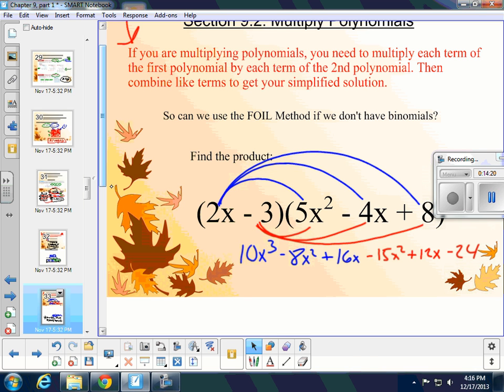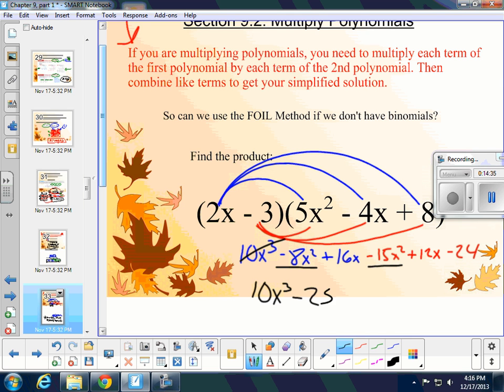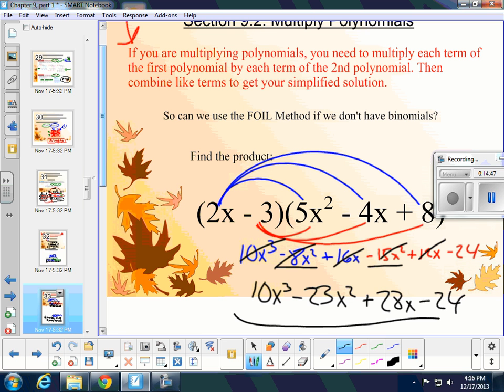So I'll collect like terms here to finish this one up. 10x to the third would be my highest degree for the problem, so I'll put that one first. I can combine this negative 8x squared and this negative 15x squared to get negative 23x squared. And then 16x and 12x, so that'd be plus 28x. And then minus 24 at the end. So here's what I get for my result.